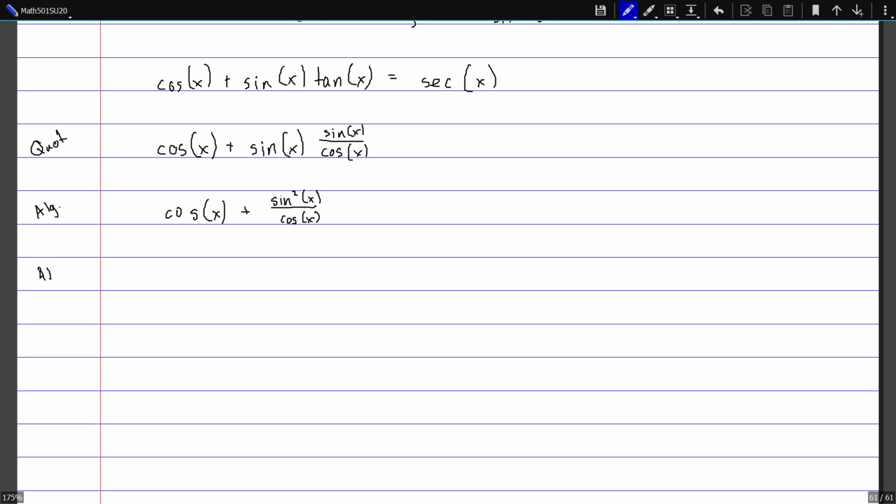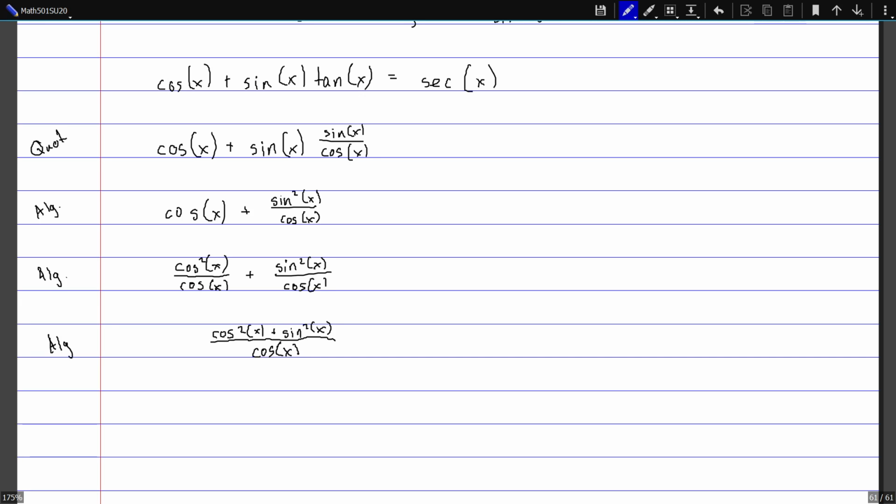Again, a little bit of algebraic thinking here. This is going to turn into cosine squared x over cosine of x plus sine squared x over cosine of x. Now that they have a common denominator, I can pull them together into a single fraction. So this is cosine squared x plus sine squared x all over cosine of x.